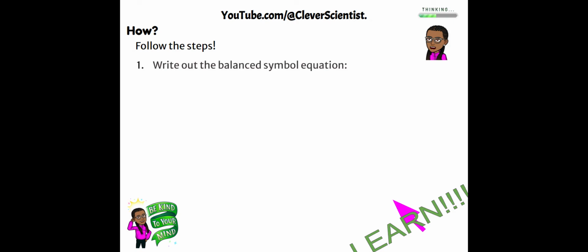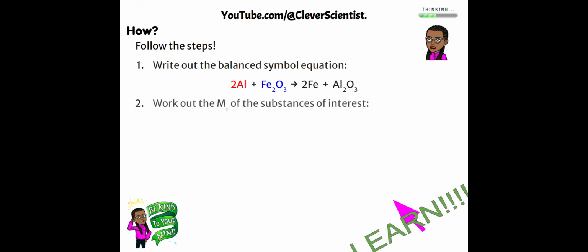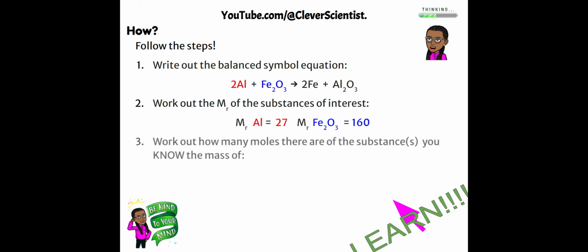So balanced symbol equation. By the way, in the exam you don't actually have to write it out, but you could just underline it on your paper. Then you're going to work out the formula masses of the substances of interest. We've been given the relative atomic masses, so we can work out the formula masses.